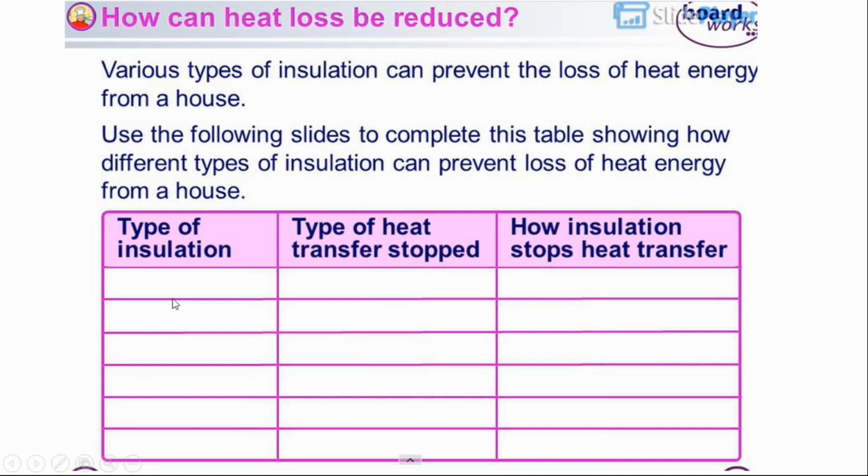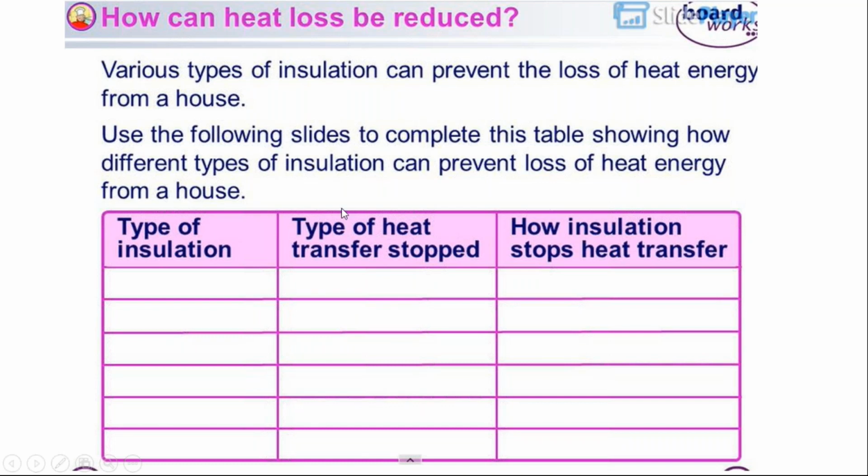That's why, first of all, draw this table inside your copybook and write down these column titles: type of insulation, type of heat transfer stopped, and how insulation stops heat transfer. Because in a few slides you will learn about them, you just need to fill these columns with the information that I will say.